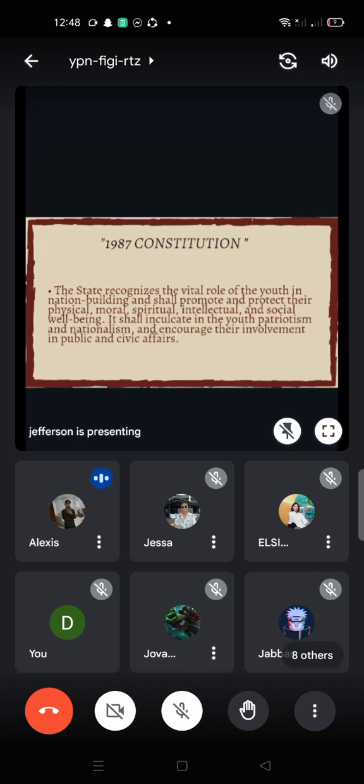1987 Constitution. The state recognizes the vital role of the youth in nation building and shall promote and protect their physical, moral, spiritual, intellectual, and social well-being. It shall inculcate in the youth patriotism and nationalism, and encourage their involvement in public and civic affairs.